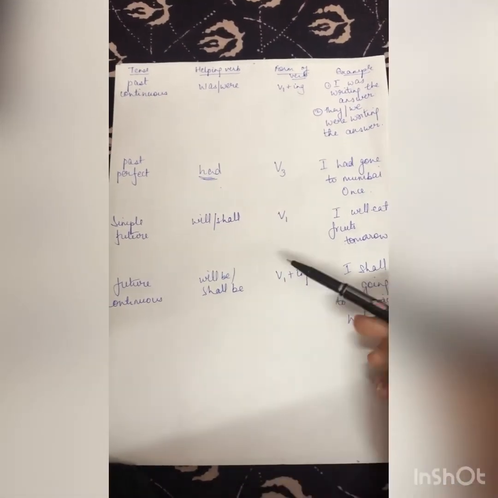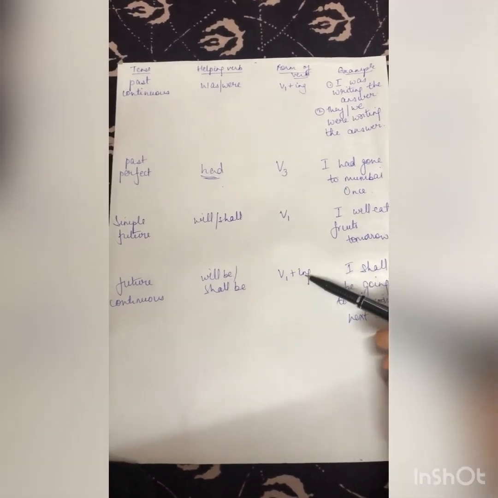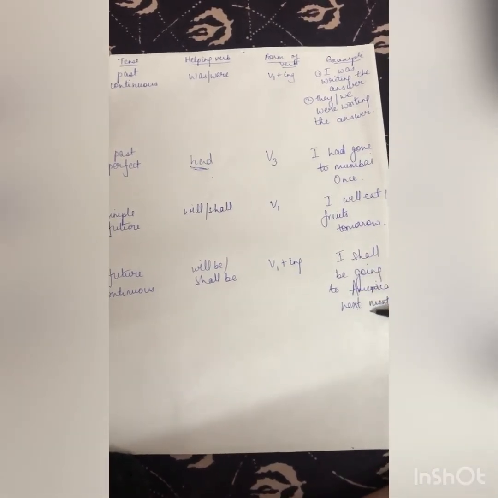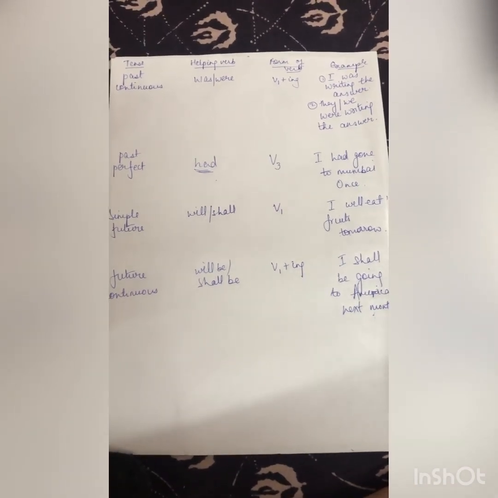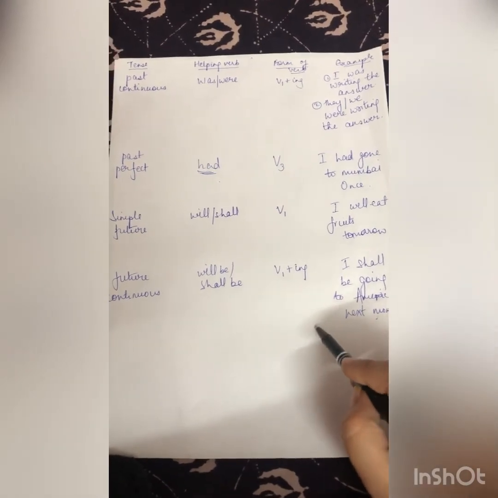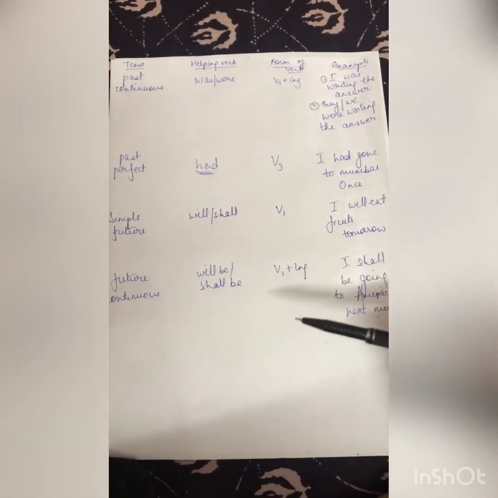Future continuous, children, you add be to will or shall, and the form of verb will be first form of verb plus ing. I shall be going to America next month. Okay, so children, here we finish the revision, or rather we learn the rules that are followed in forming the sentences in various tenses. Okay.